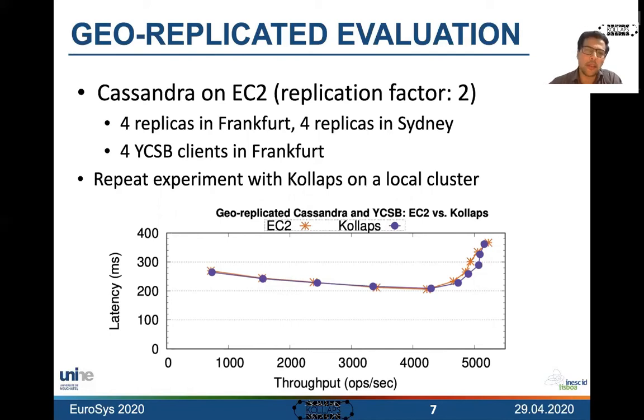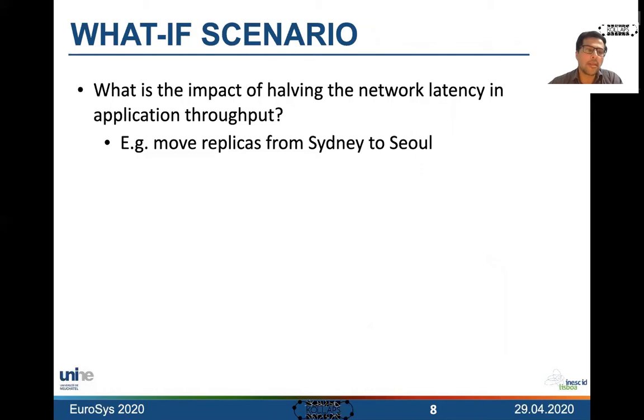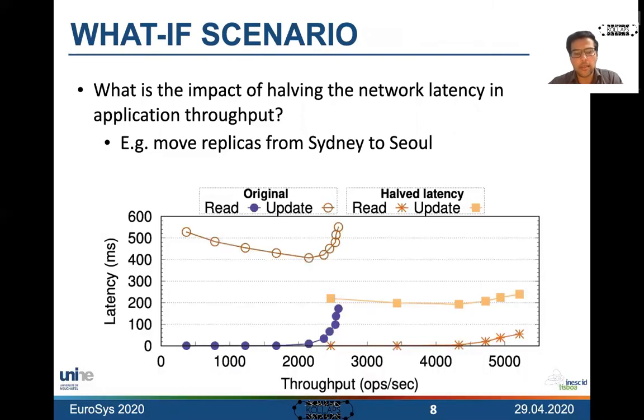So this shows that despite we are simplifying the emulation model by not emulating the network state, we still achieve good accuracy in a real system. The other key advantage of Kollaps is that it allows you to easily play around with what-if scenarios. So let's try to measure the impact of halving the network latency in the previous use case. And this would correspond to moving some of the replicas from Sydney to Seoul. And these are the results.